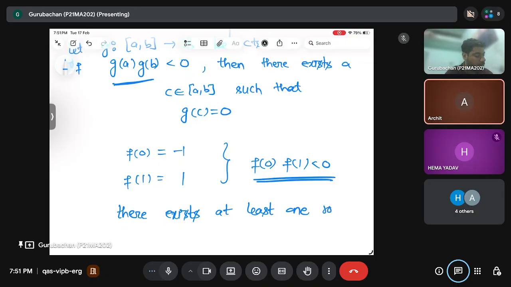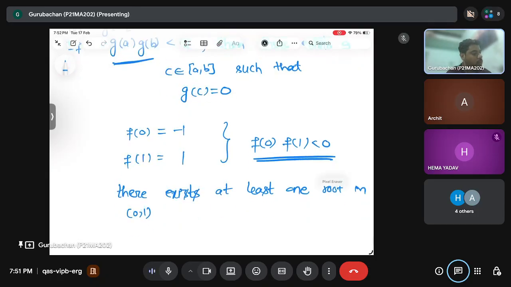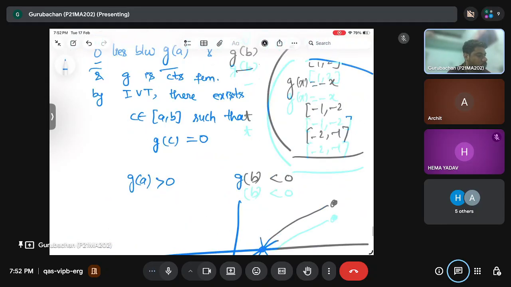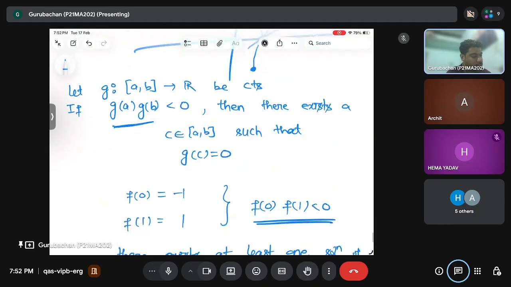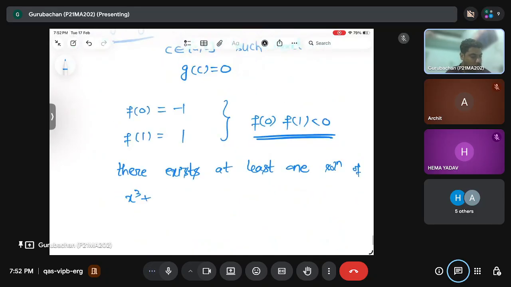Okay, one second. There exists at least one root in 0, 1, in the case of the equation x cube plus x minus 1, in 0, 1, by IVT.